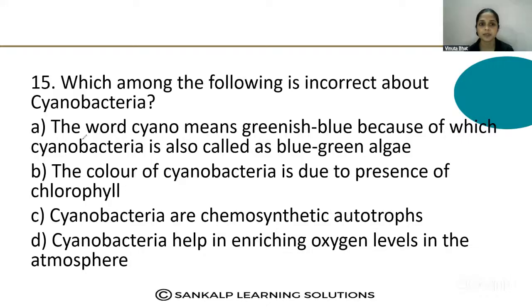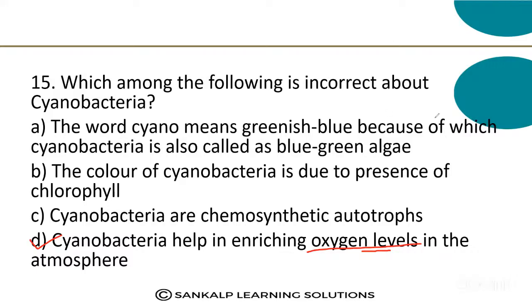Next question. The word cyano means greenish blue because of which the cyanobacteria is also called blue-green algae. The color of cyanobacteria is due to the presence of the chlorophyll. Cyanobacteria are chemosynthetic autotrophs. Cyanobacteria help in enriching oxygen levels in the atmosphere. Here, cyanobacteria are able to perform photosynthesis, which increases the oxygen levels. Yes, that is the correct statement.